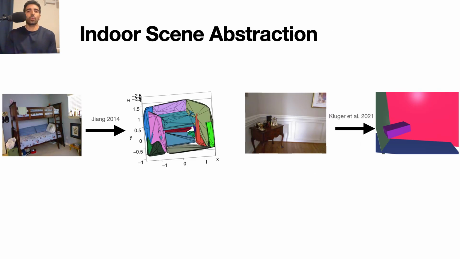In this work, we want to predict simple geometric primitives from a complex, cluttered indoor scene. A simple geometric abstraction can allow us to reason about the high-level layout of the scene and simplify unnecessary details.